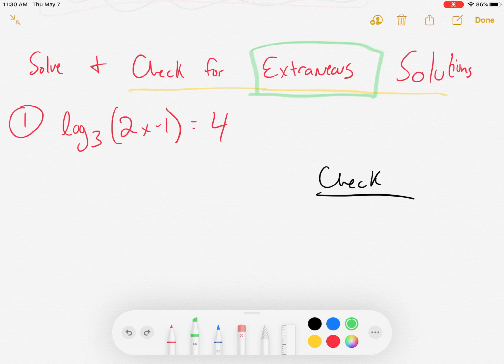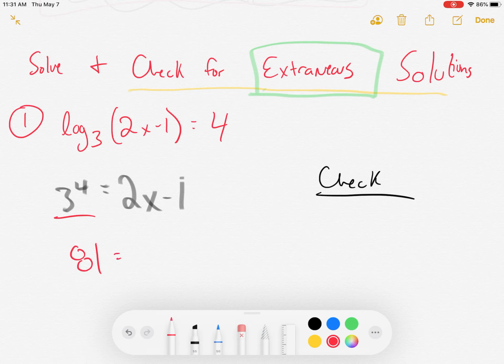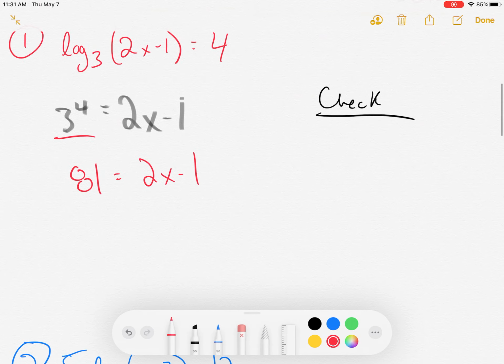Okay, so this first one says log base 3 of 2x minus 1 equals 4. So the first thing I'm going to do is put this into exponential form. 3 to the 4 equals 2x minus 1. Okay, 3 to the 4th power. This is perfect card or calculator, whatever you want to do. 81 equals 2x minus 1, plus 1, plus 1. 82 equals 2x.